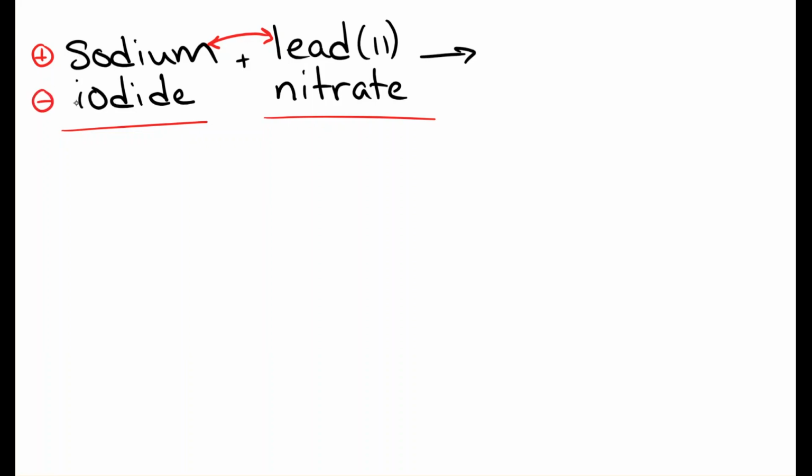The sodium and the iodide are an ionic compound. They're attracted to each other. The lead and the nitrate are also attracted to each other. So in this reaction, the sodium and the lead are going to switch. Sodium's not going to be with the iodide anymore. It's going to be with the other negative ion, right? Positives like to be with negatives, so sodium and nitrate are going to be together now. And then lead 2 and iodide are going to be together.